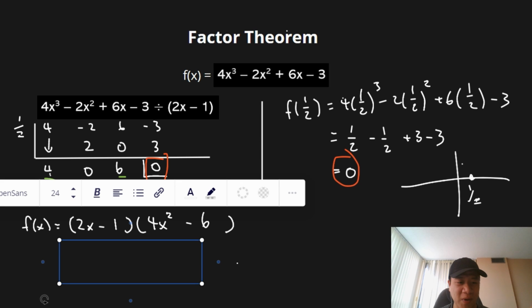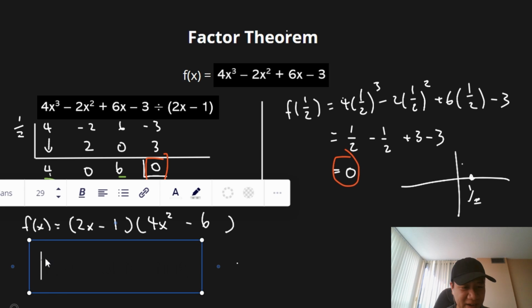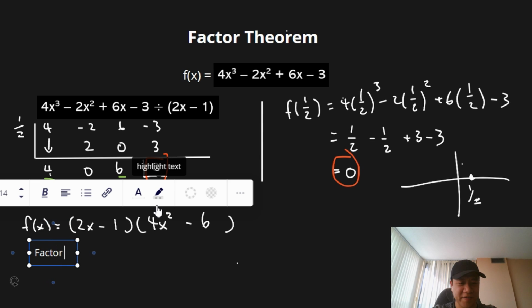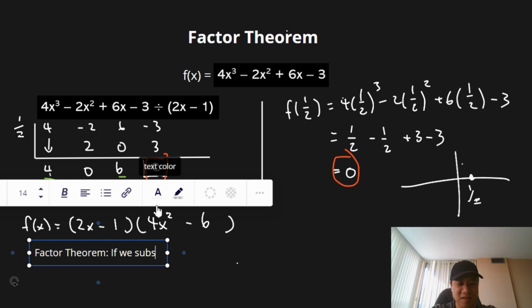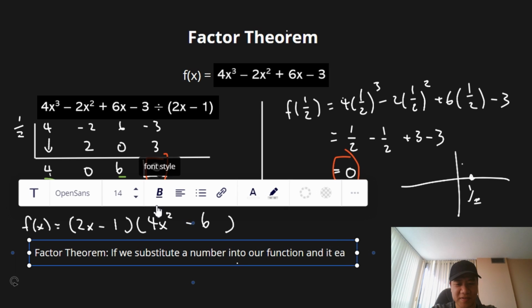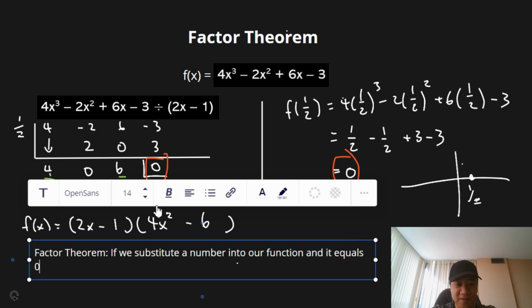Okay, so let's go over what we just said here. What factor theorem says is, if we substitute a number into our function and it equals 0, then the corresponding factor of that number is a factor of f of x.